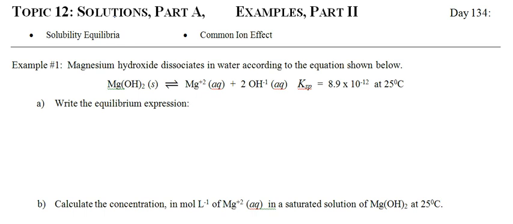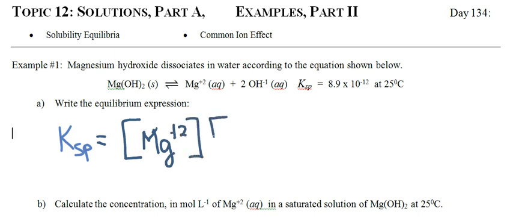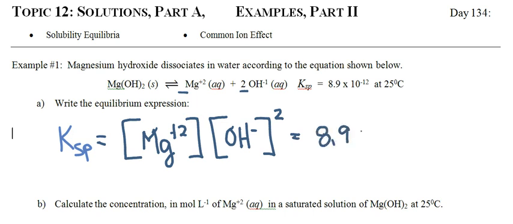Again, the expression is products over reactants. So our Ksp is equal to the products over reactants, so we'll have our magnesium, and we have hydroxide. And since we have the coefficient 2 there, we'll have a square. Since there's coefficient 1, we'll have nothing there. And again, that's all equal to 8.9 times 10 to the negative 12. So magnesium hydroxide is very insoluble, has a very, very low Ksp value.